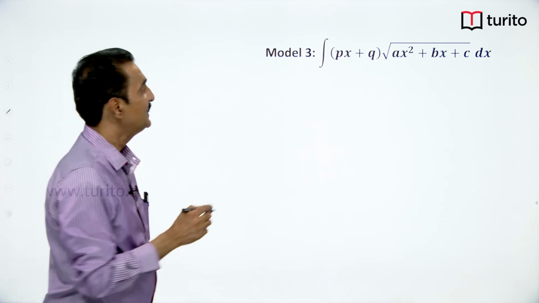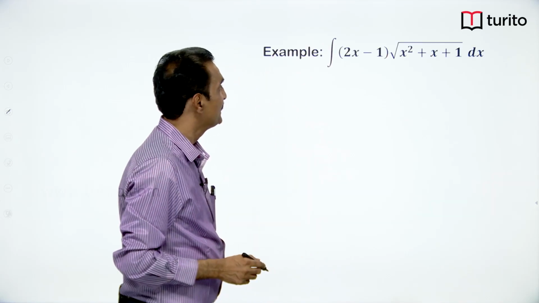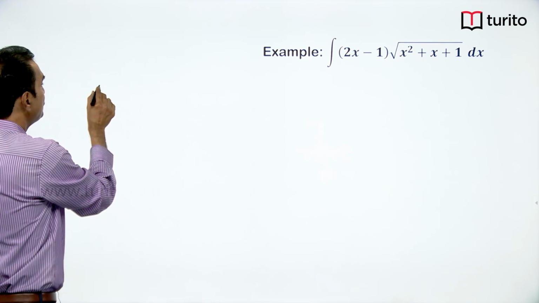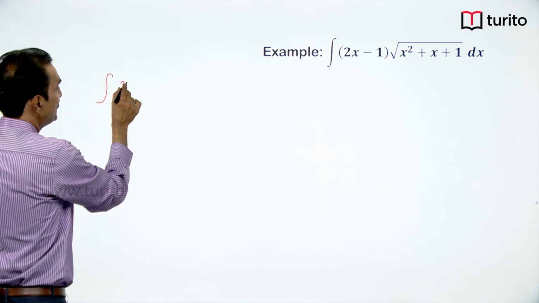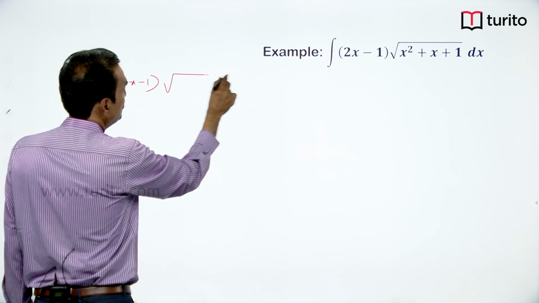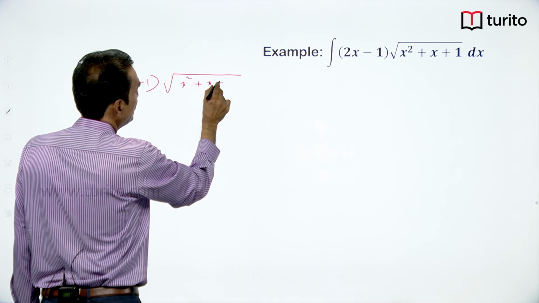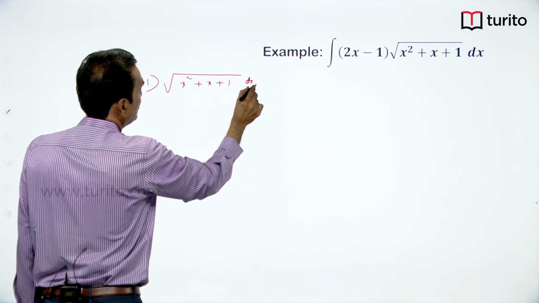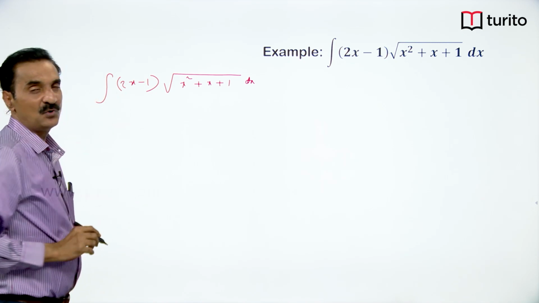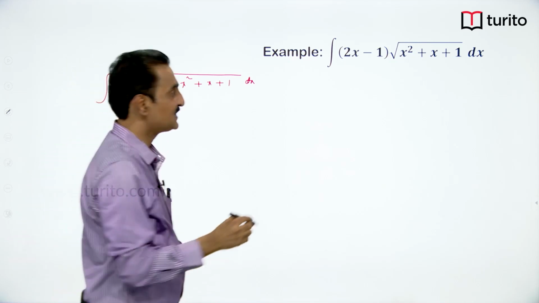Same method for integral px plus q into root over ax square plus bx plus c. We can solve this example. Integral 2x minus 1 into square root of x square plus x plus 1 dx. We need to write 2x minus 1 in terms of the derivative of x square plus x plus 1.